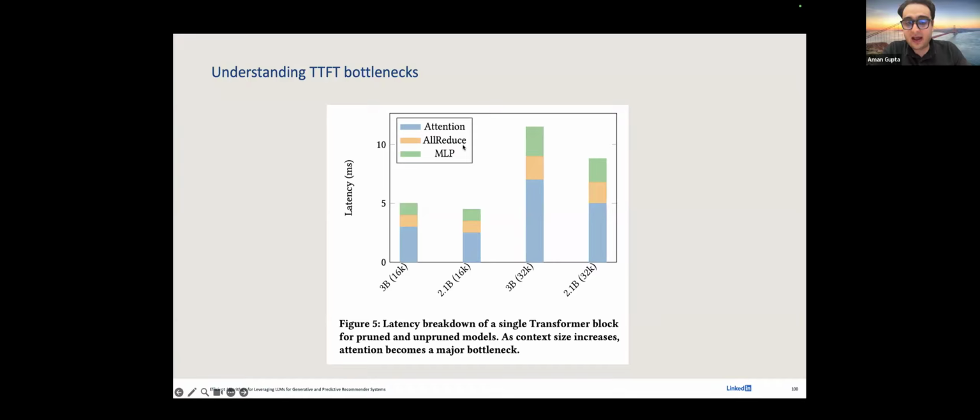And we see that as we prune the model, recall that the 2.1B model has been pruned from the 3B, both the time for attention and MLP goes down. Especially at 32K, because attention is the main bottleneck, pruning the attention helps us to reduce the latency quite a bit here. Which shows us that in practice, we should think about what the actual bottleneck is and then go after that and try to prune that mechanism or that block to reduce the latency and TTFT in this case.